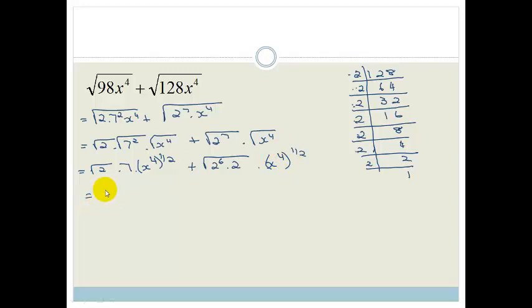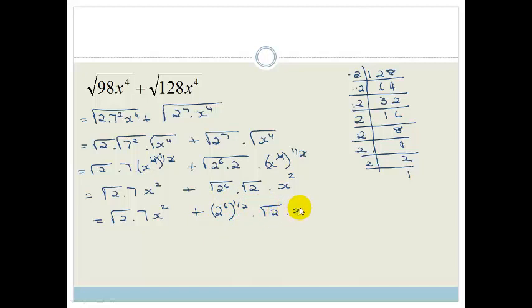So what have we got now? We've got root 2 times 7. This cancels with that and you're left with x squared. Plus, this can be broken up into 2 to the power of 6 times root 2. And that's now x squared as well because this cancels with that. And then we've got root 2, 7, x squared, plus, now this here, if you haven't already twigged on to the fact that what we are really doing is halving this when we are doing the square root of this, let me show you how it works. You've got 2 to the 6 to the half times root 2 x squared.